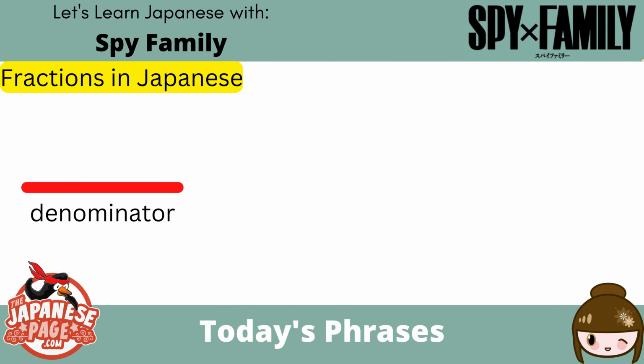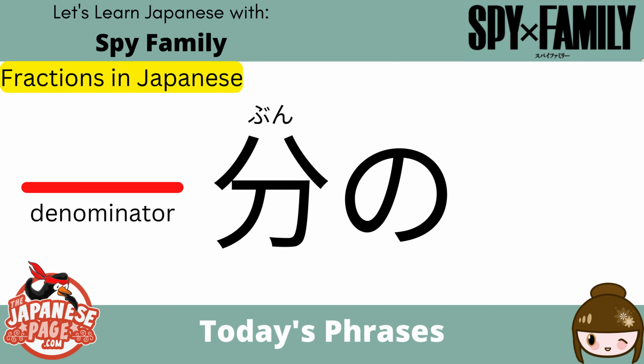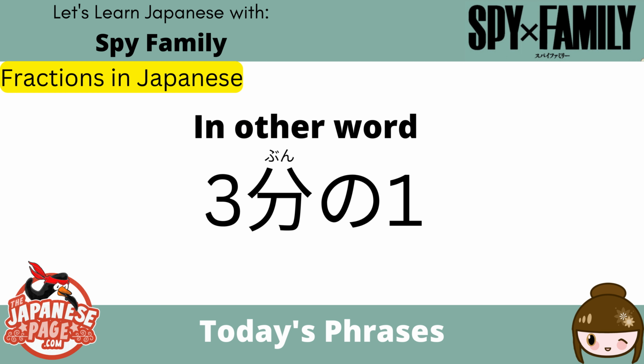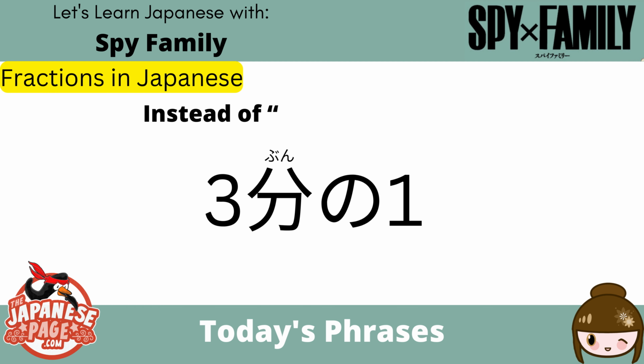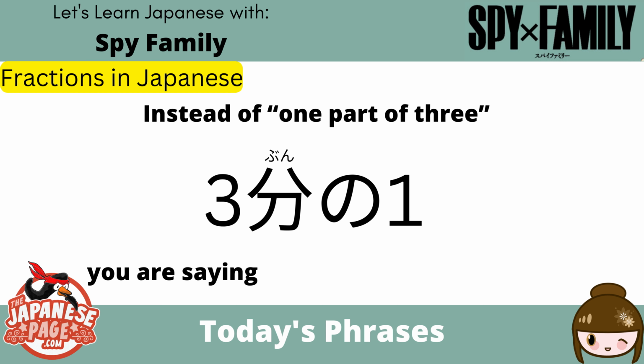First, say the denominator, the whole bottom number, and then bun no. And this is followed by the numerator, the part top number. In other words, 3分の1 would be 1/3. Compared to English, it is spoken in the opposite order. Instead of 1 part of 3, you're saying out of 3 parts, 1.